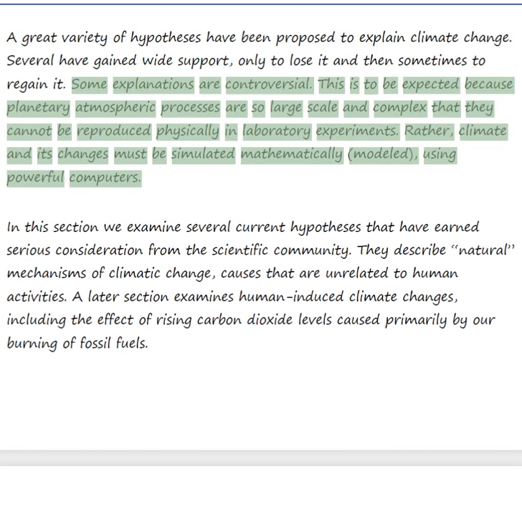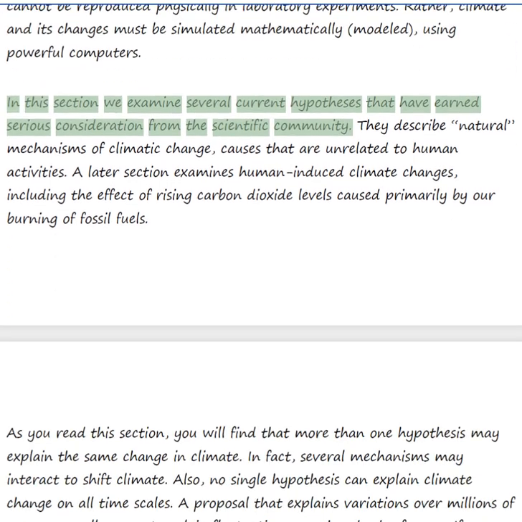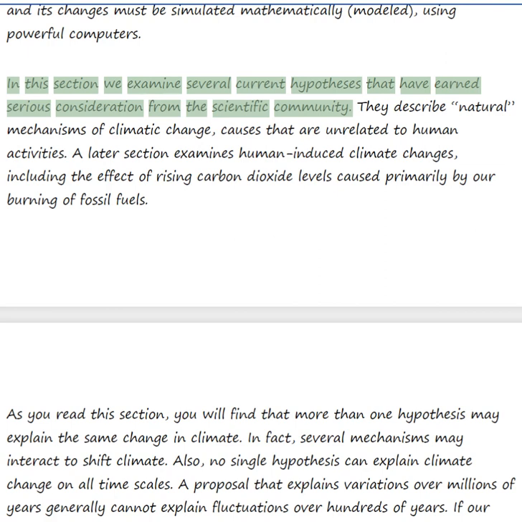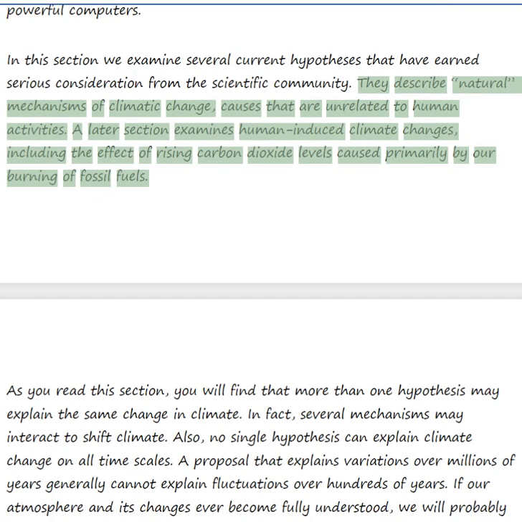Some explanations are controversial. This is to be expected because planetary atmospheric processes are so large-scale and complex that they cannot be reproduced physically in laboratory experiments. Rather, climate and its changes must be simulated mathematically, using powerful computers. In this section we examine several current hypotheses that have earned serious consideration from the scientific community. They describe natural mechanisms of climatic change, causes that are unrelated to human activities.